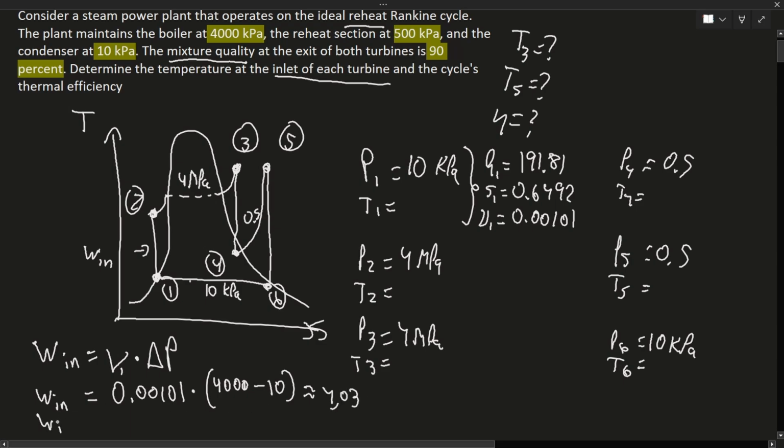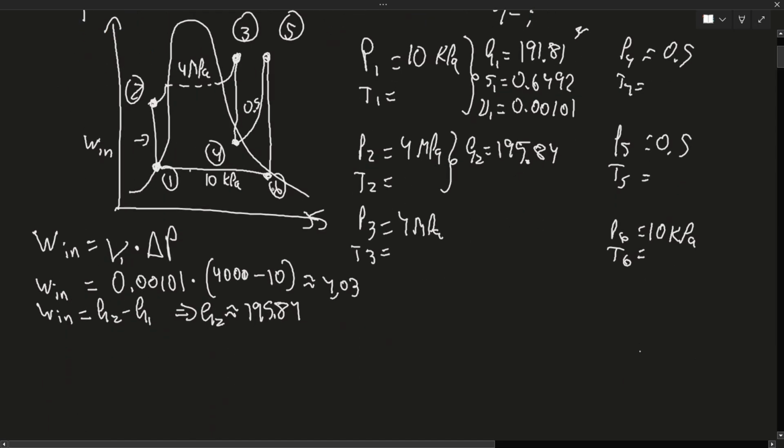Okay, next, we also know that the work being done is equal to H2 minus H1. We already have H1 over here. So plugging this in, we get H2 of about 195.84. That's it. You don't need to find S2 for point 2. We just really need to find the H's to calculate the thermal efficiency.